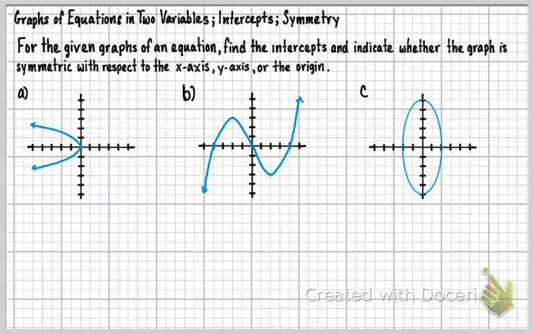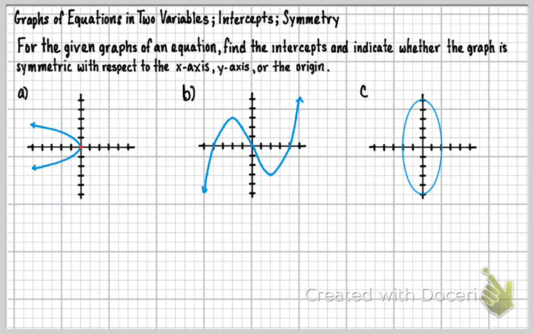For the given graphs of an equation, find the intercepts and indicate whether the graph is symmetric with respect to the x-axis, y-axis, or the origin. So the first thing we're going to do is take a look at where the intercepts are. The intercept simply means where I cross the x-axis or where my graph crosses the y-axis. I can only see one here for the first one.